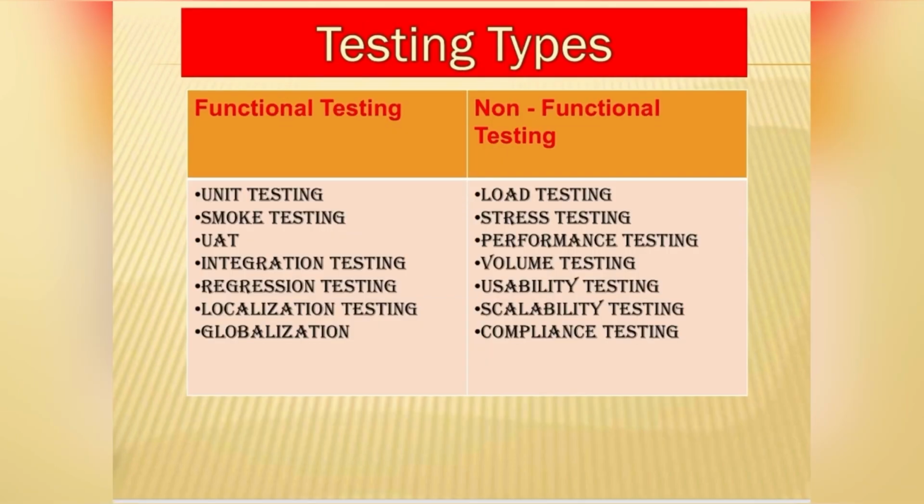Here we are going to see different types of testing, that is, functional testing and non-functional testing. First, unit testing. This unit testing is mainly performed by the developers. Smoke testing is mainly performed by the testers. UAT testing is mainly performed by the UAT testers or QAs.